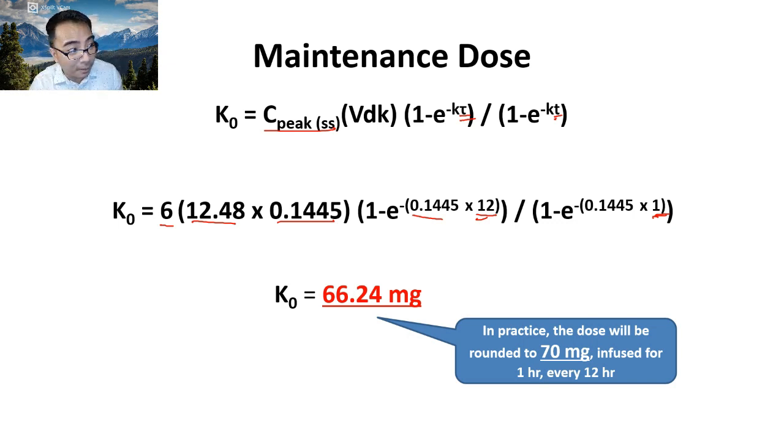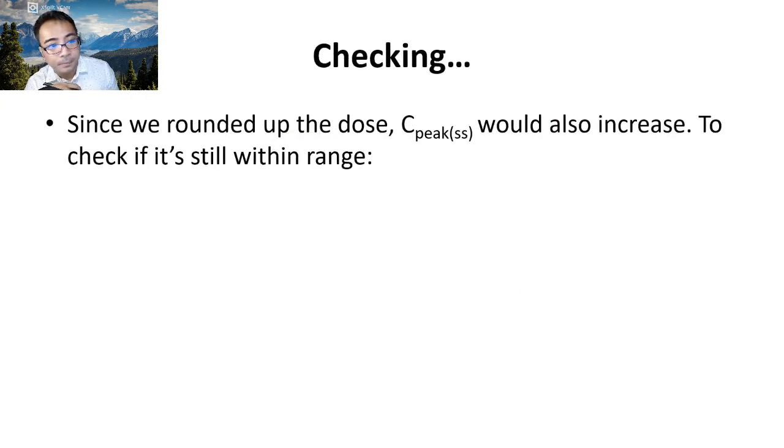Actually, pwede ba nga ito 80 milligrams, pero mamaya natin pag-usapan yun, ha? For now, let's stick to this muna. It'll be 70 milligrams. Now, since we rounded up the dose, C-peak would also increase. So, let's check if it's still within range.